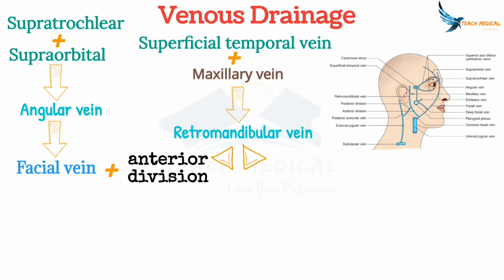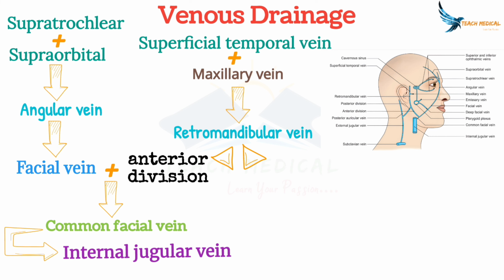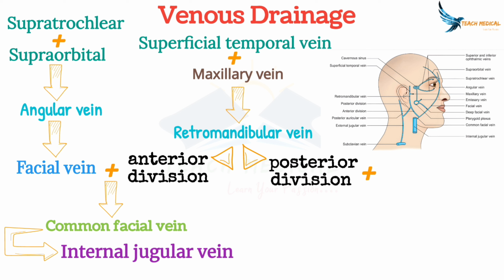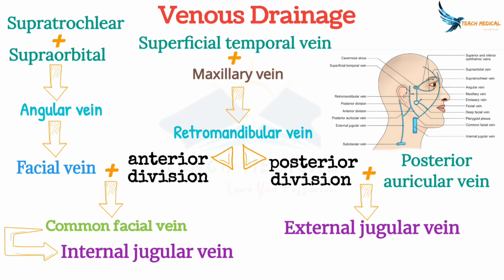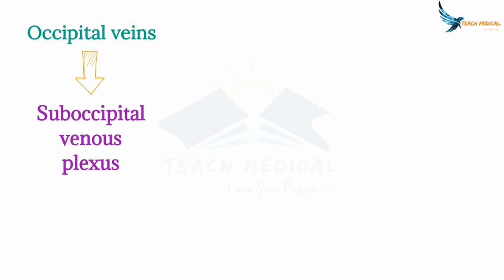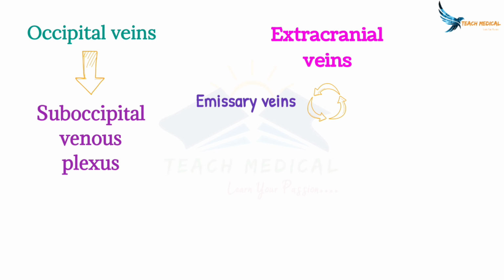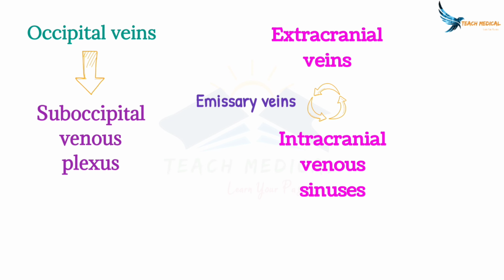Anterior division unites with the facial vein to form the common facial vein, which drains into internal jugular vein. Posterior division unites with the posterior auricular vein to form the external jugular vein, which ultimately drains into subclavian vein. The occipital veins terminate in the suboccipital venous plexus. Emissary veins connect the extracranial veins with the intracranial venous sinuses, to equalize the pressure.